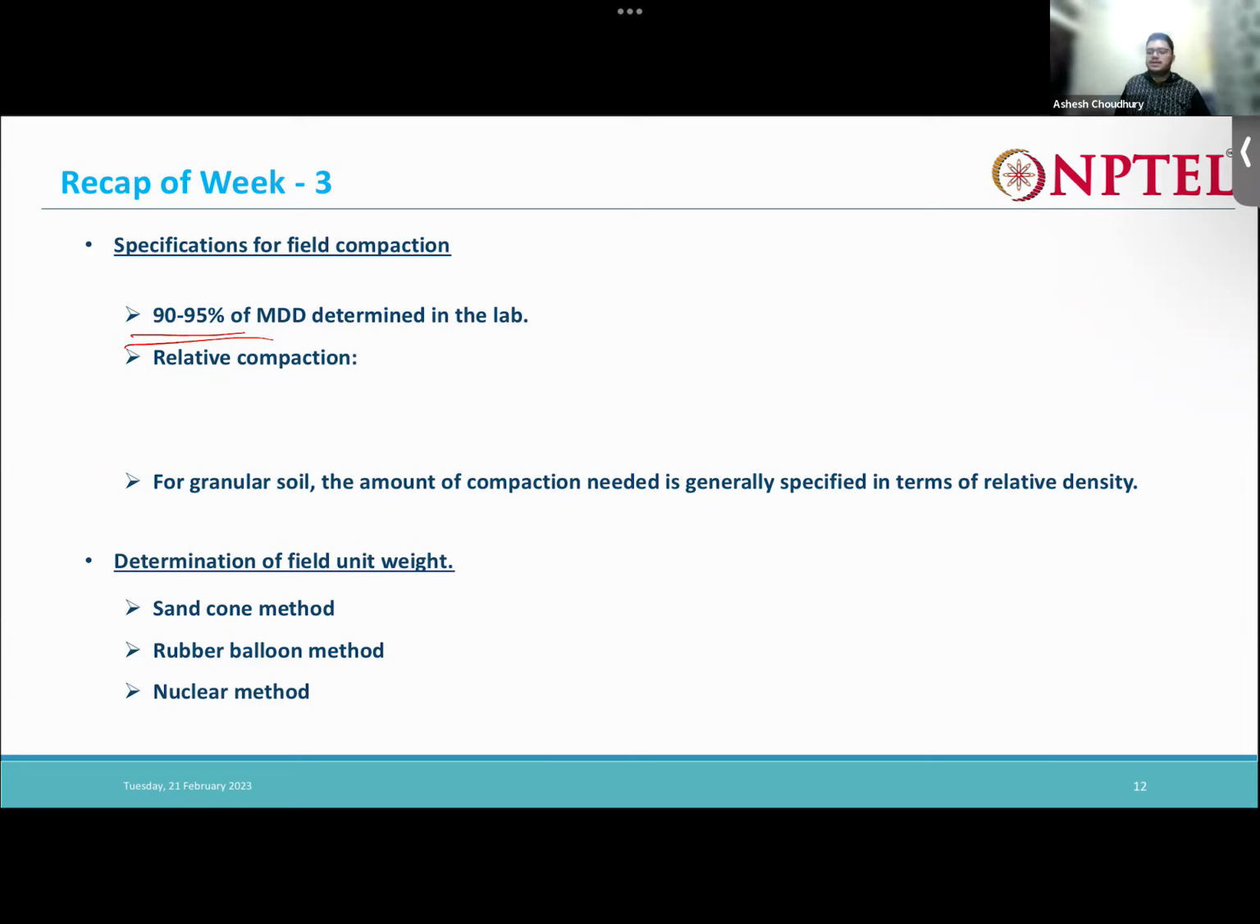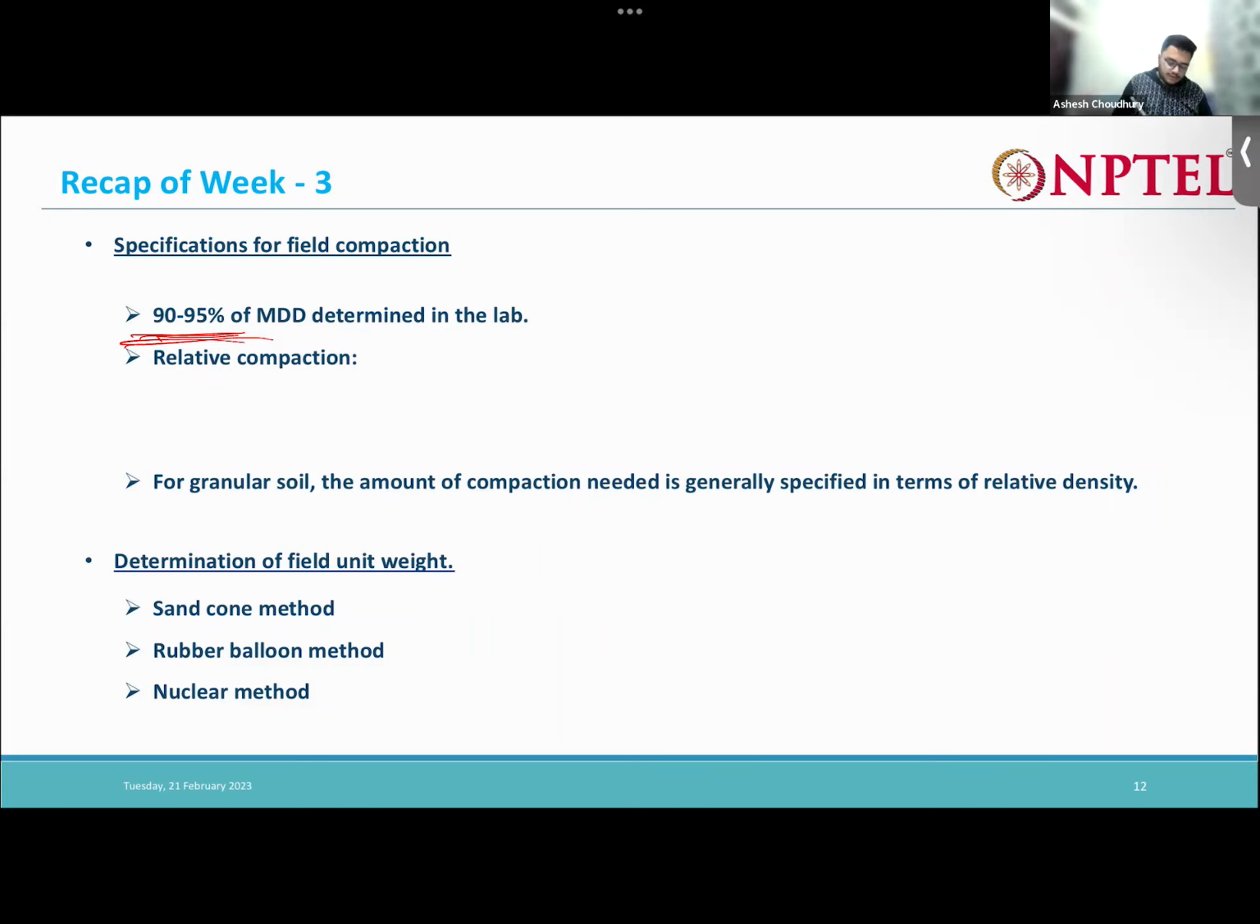So what we tell the site engineer is to achieve 90 to 95%. You give a certain value of dry density, and you tell the site engineer that you need to achieve this much dry density in the field. And that dry density that you need to achieve in the field is generally 90 to 95% of the maximum dry density that you obtain in the lab.